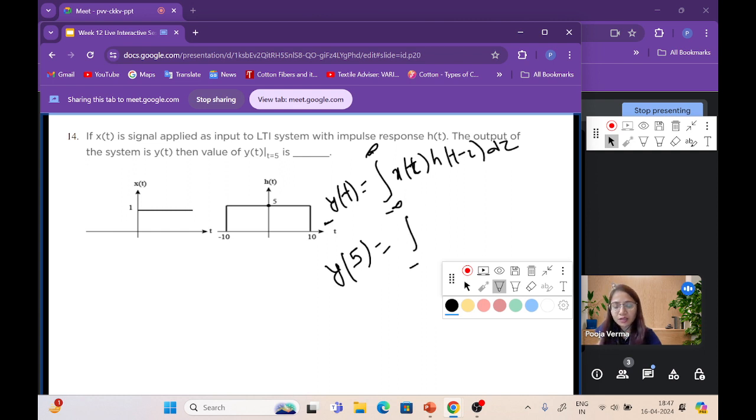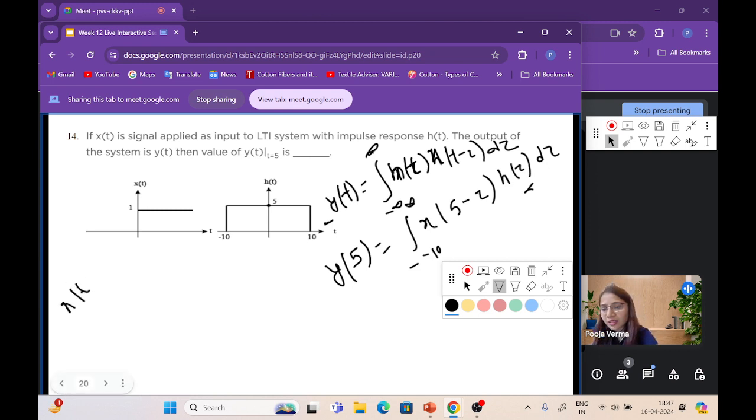So now what we need to do, that is varying from minus 10 to 10, and it is a unit step function. x of t is given as a unit step function. So now we are taking minus 10 to infinity. It is a positive side only. So we can write it in the other form also: x of tau h of 5 minus tau d tau. We need to find out this value. So already we know that x of t is a unit step function.